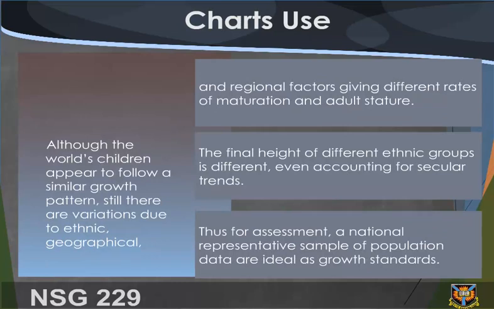Chart use. Although the world's children appear to follow a similar growth pattern, still there are variations due to ethnic, geographical, and regional factors, giving different rates of maturation and adult stature. The final height of different ethnic groups is different, even accounting for secular trends. Thus, for assessment, a national representative sample of population data are ideal as growth standards.